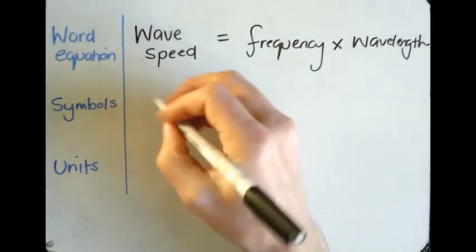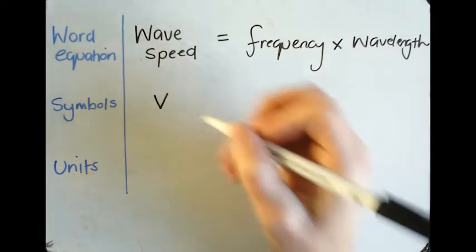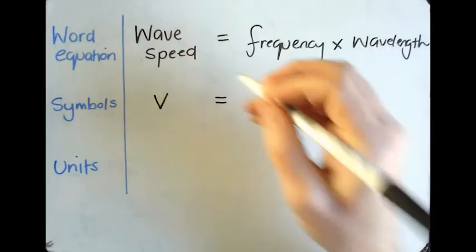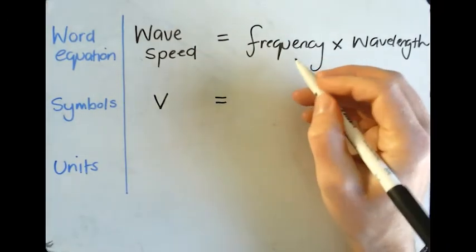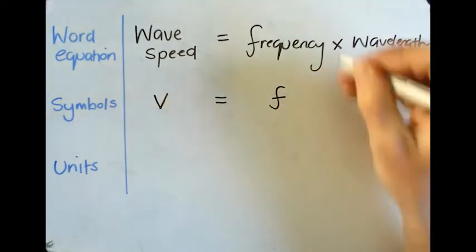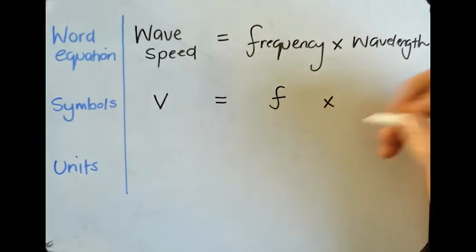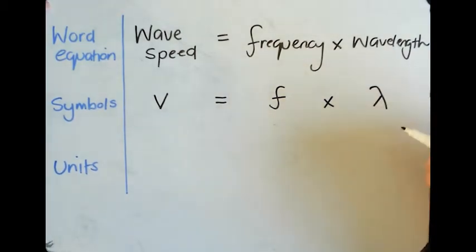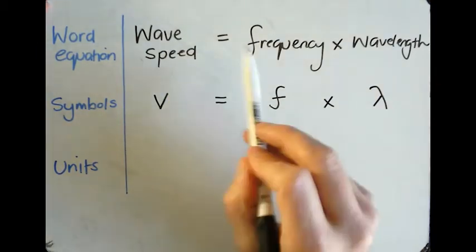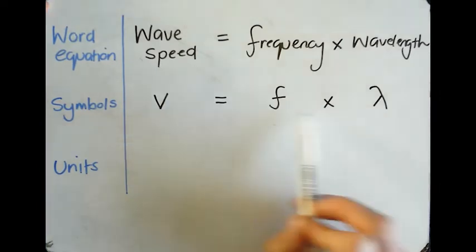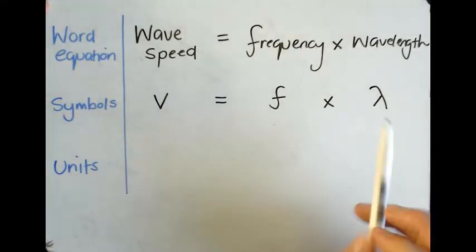So wave speed, we're going to use V. That stands for velocity. We're going to carry the equal sign directly underneath. And for frequency, we've used an F before, so it's sort of an italic F. And for wavelength, we're going to use the symbol that we've used previously, which is this lambda symbol. So we've got wave speed equals frequency times wavelength. And this means exactly the same thing. It's just going to be a lot faster to write this out.